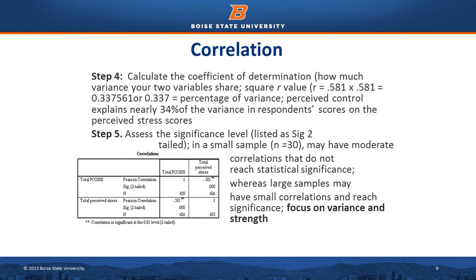There is one calculation left to do, the coefficient of determination. This coefficient determines how much overlap or shared variance there is between the two variables, or how much variance in the dependent variable is accounted for by the independent variable. The R value is squared. In this case, we square 0.581 and obtain a value of 0.337. We can round this to 0.34.